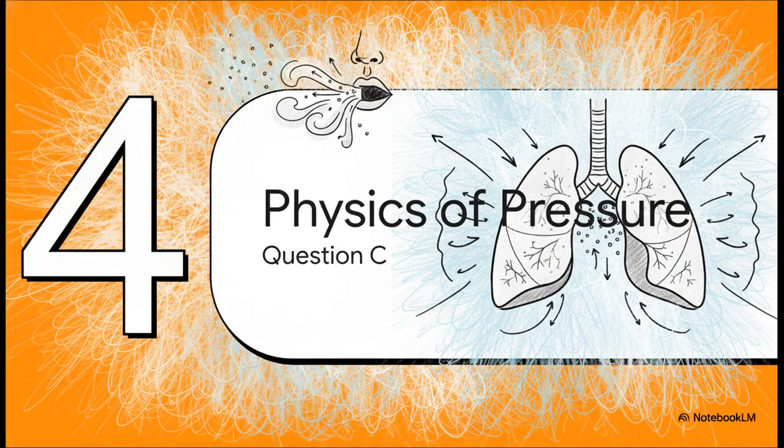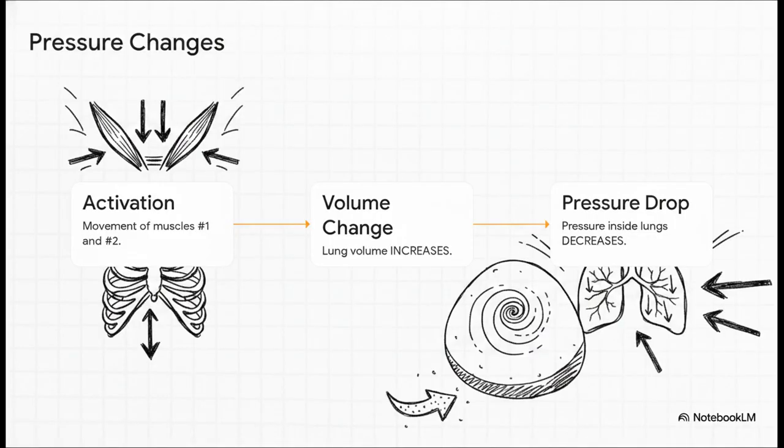All right, part 4, the physics of lung pressure. Okay, we know the muscles expand the chest, but how exactly does that pull air into your mouth? Well, it's a strict cause and effect chain of physics. Step 1, the intercostals and diaphragm actively contract. Step 2, because they move outward and downward, your overall lung volume physically increases. And step 3 is where the magic happens. Because that volume just got larger, the internal pressure inside your lungs suddenly drops. It actually drops lower than the atmospheric pressure outside your body.